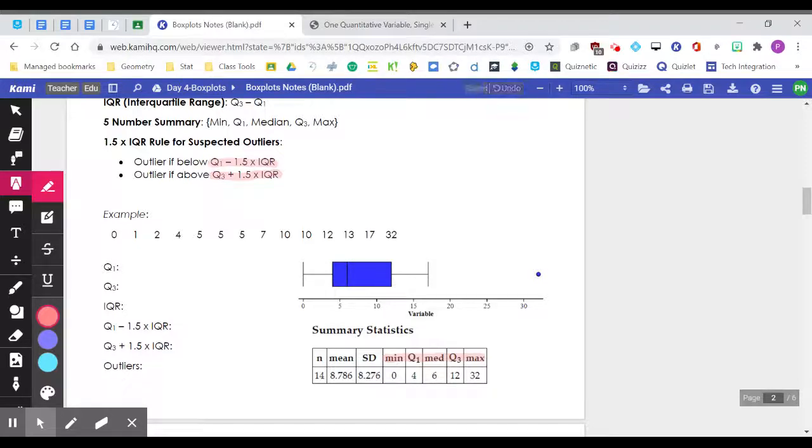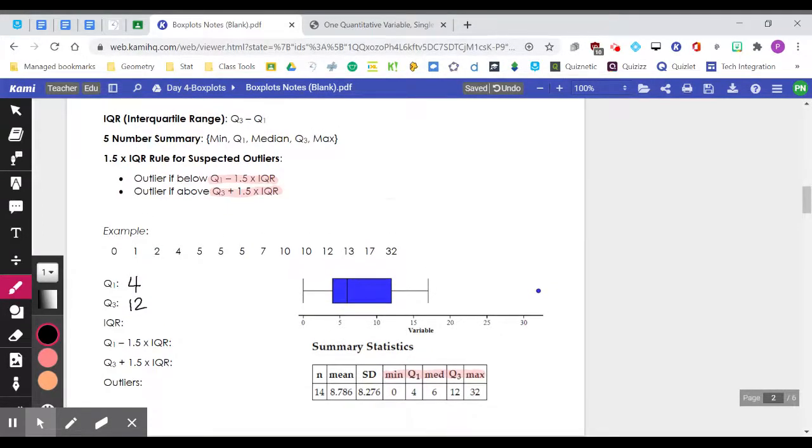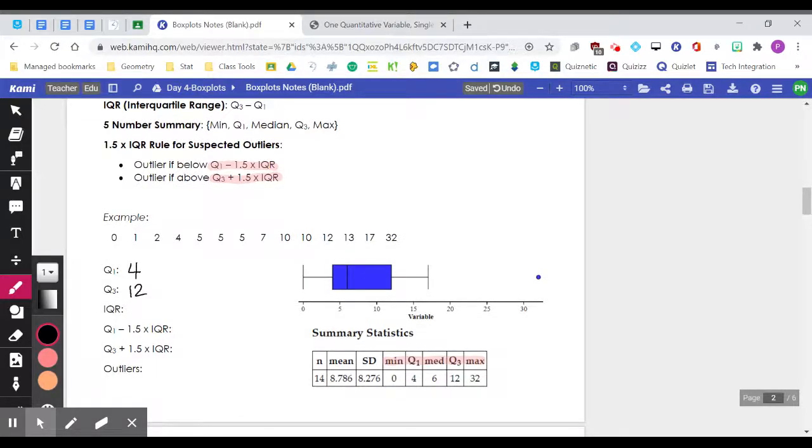So now let's fill in all of this information. So we have Q1 is 4, Q3 is 12, the IQR is just like above here, Q3 minus Q1, so I'm going to do 12 minus 4, which gives me 8. So that means my box area here, the range here is going to be 8.